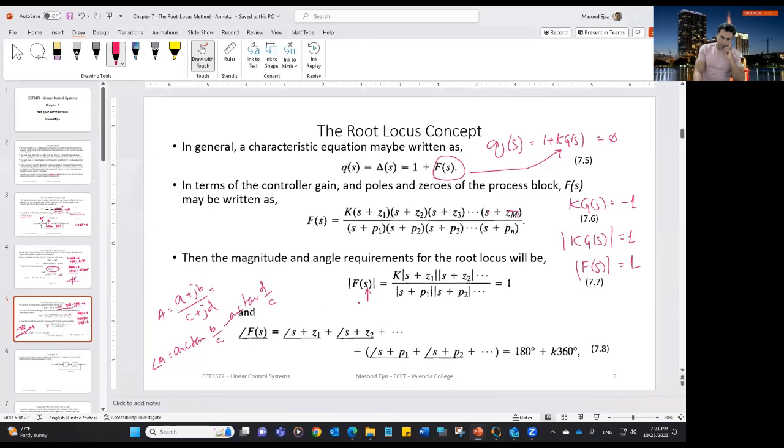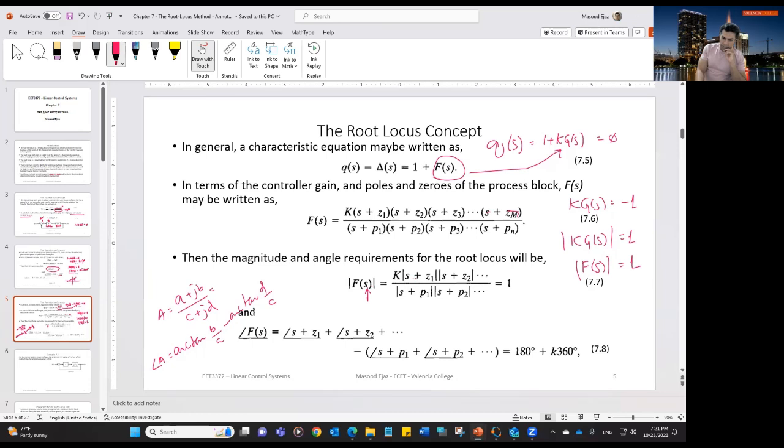Okay, so the magnitude of FS is equal to 1. That means the magnitude of this fraction is going to be equal to 1. And the phase of FS is going to be, of course, the phase of K, which is 0 since K is a positive number.